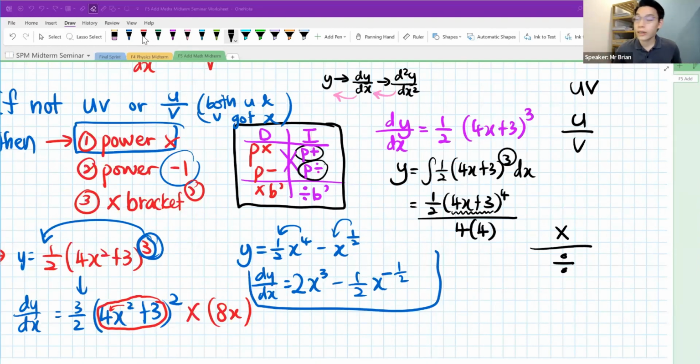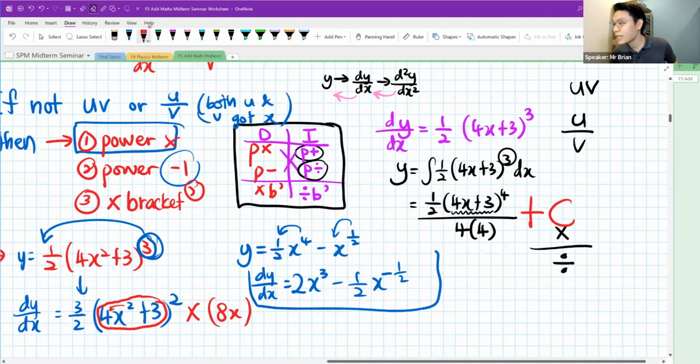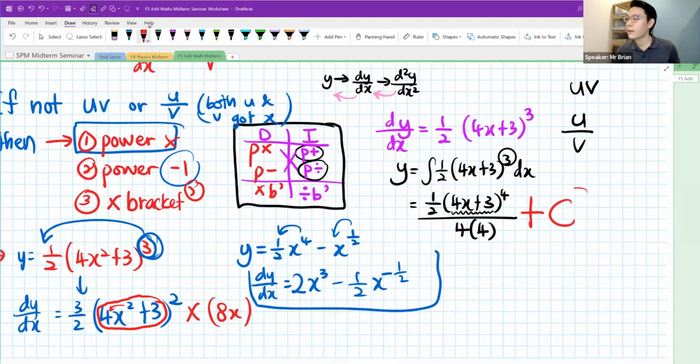Oh yes, sorry. Thanks for reminding me. I forgot a plus C when I integrate. Okay, then for this one, you just use your calculator to help you simplify. It will become 1 over 32.